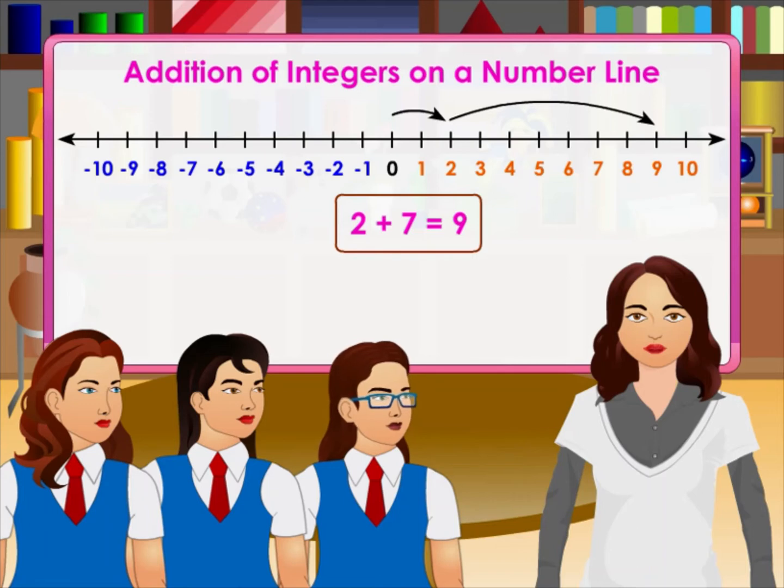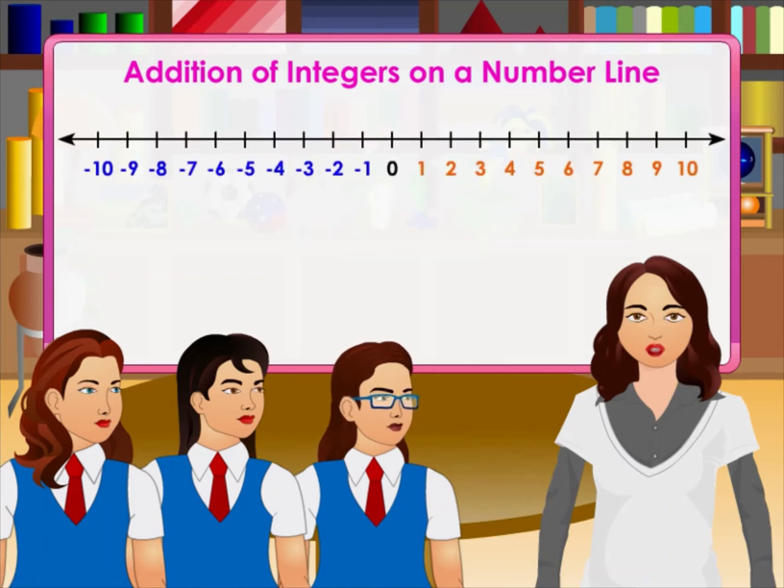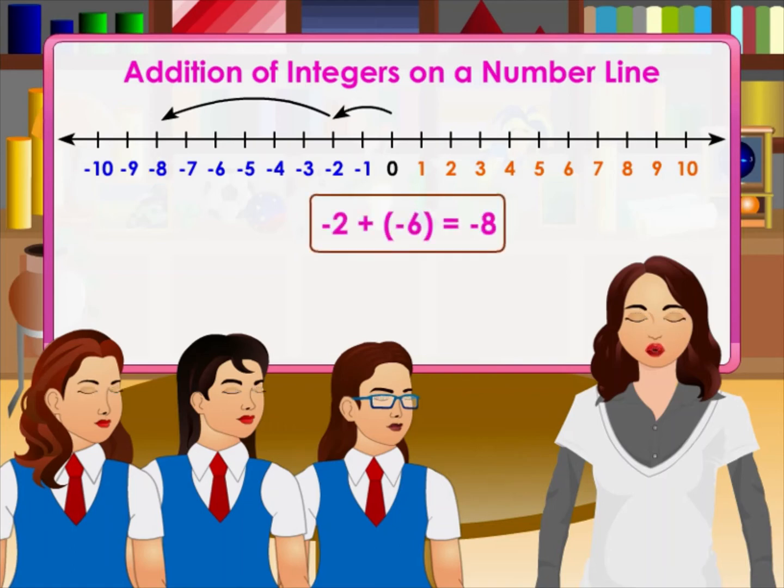How to add if two numbers have a negative sign? Let the two numbers be -2 and -6. On the number line, we first move 2 steps to the left from 0, reaching -2. And then we move 6 steps to the left of -2 and reach -8. Therefore, we get -2 plus -6 equal to -8.